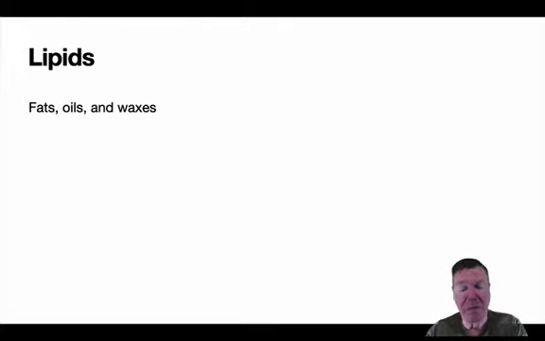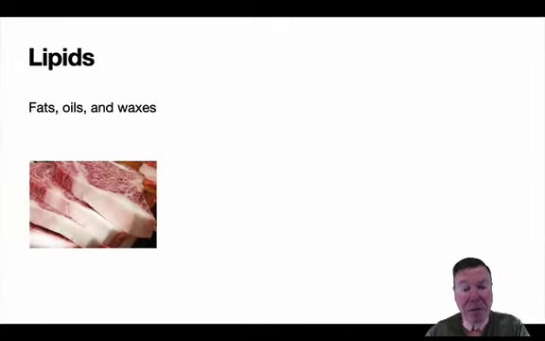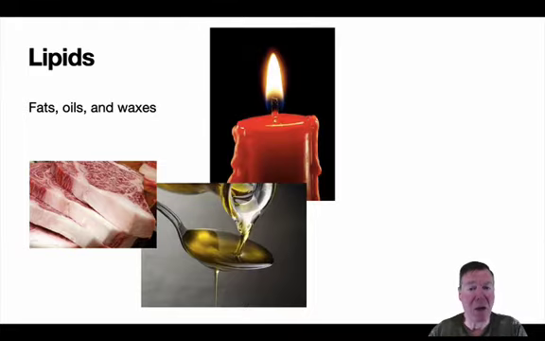First of all, we're talking about lipids, which are fats and oils and waxes. Fats are usually animal products, oils are usually plant products, and waxes are produced another way. We'll talk about all of those.